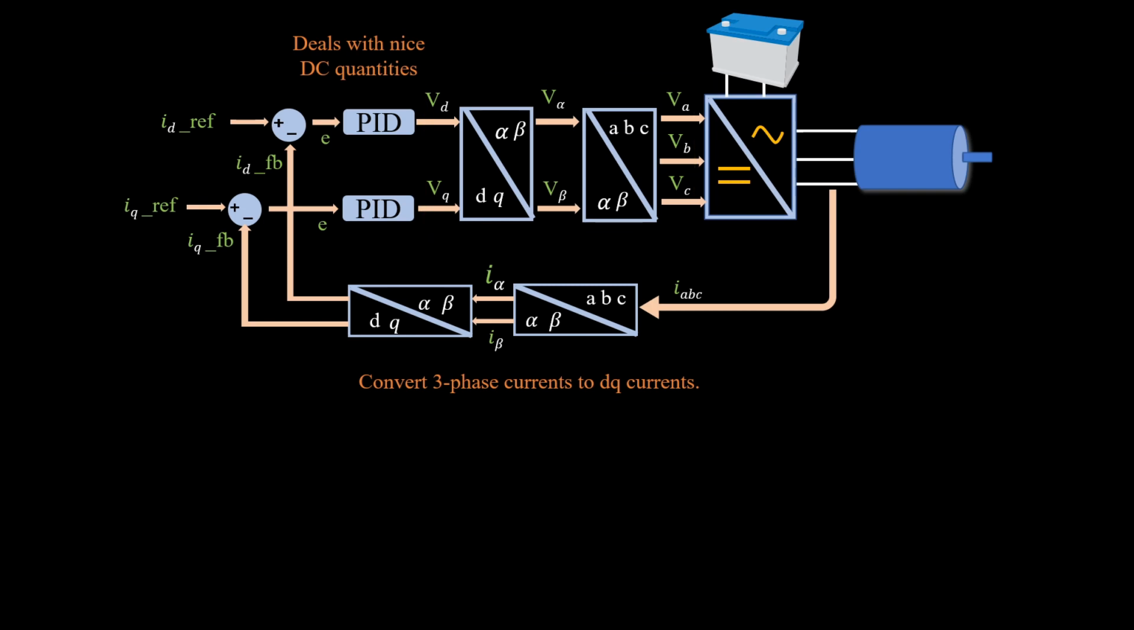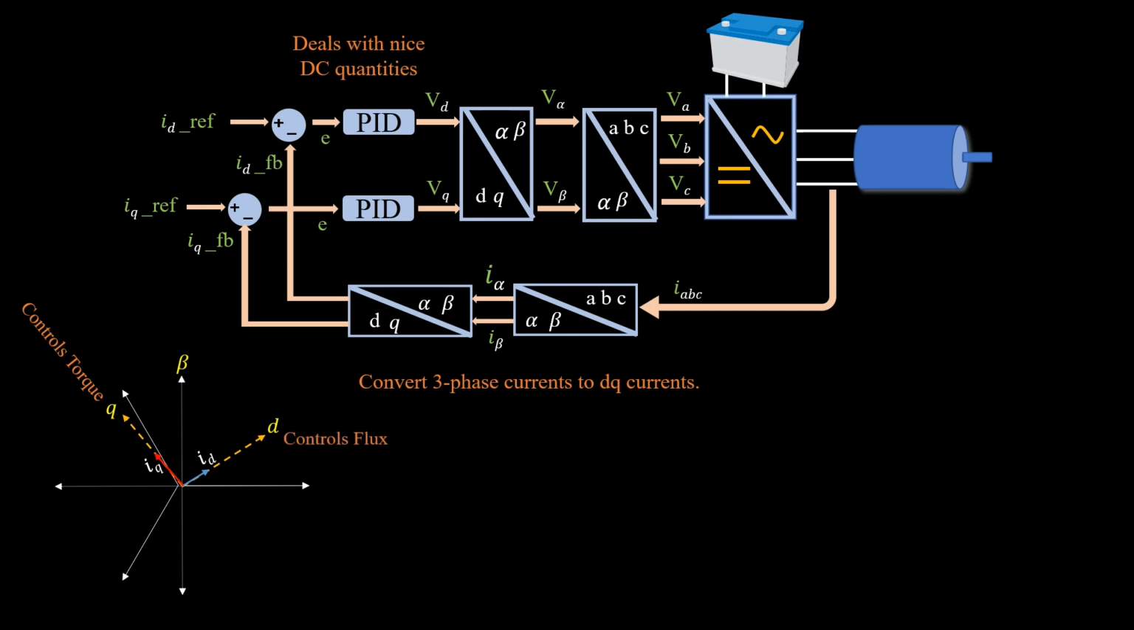The Q-axis current controls the torque of the motor and the D-axis current controls the flux because it is parallel to the rotor flux. So for controlling torque, all you have to do is set the D-axis reference current to 0 and Q-axis reference current to some value, for example 10 amps.